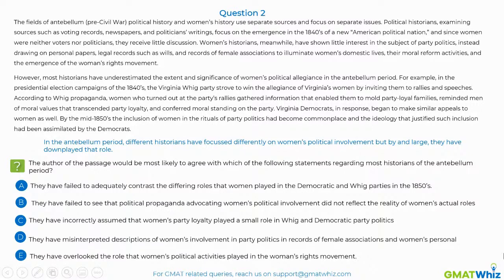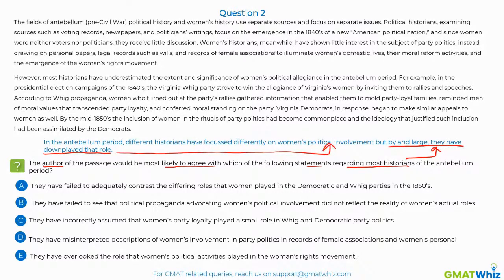So here it's very important to read the question also properly. The question is saying the author of the passage would be most likely to agree with which statement regarding most historians. Now, about most historians, the author has just said only one thing. By and large, these most historians have downplayed women's role in politics, right? They have downplayed women's role in politics, correct? So, which choice is talking about historians downplaying women's role? That is what we've got to look out for.